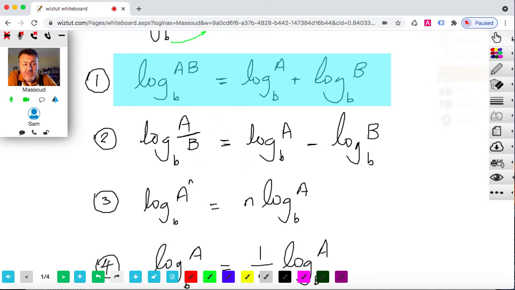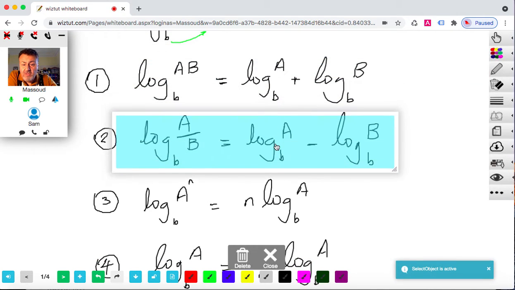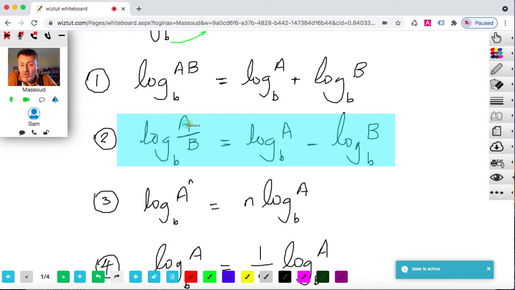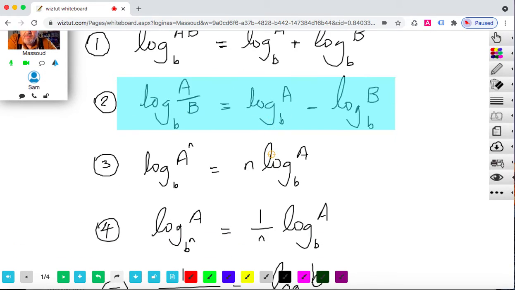If you got the two contents divided by one another, so you have log of a divided by b, so these two subjects are divided by one another, the base b, that can be written as two separate logs subtracted from one another in that order. So log of a, which was the numerator here, minus log of b, which was the denominator. So again, that works in both ways.